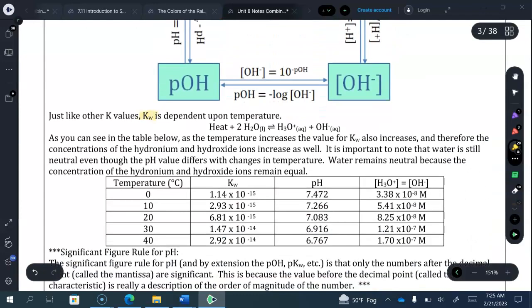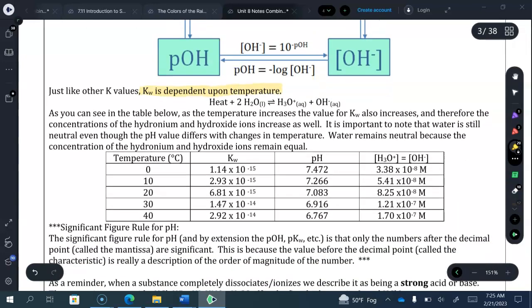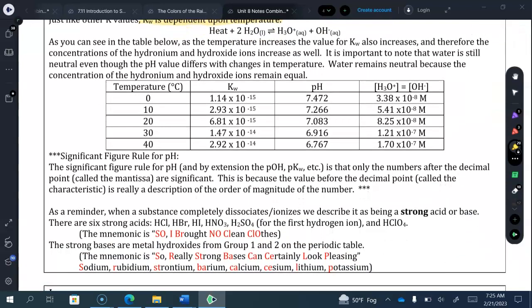Just like other K values, Kw is dependent upon temperature. As you can see in the table below, as the temperature increases, the value for Kw also increases. Therefore, the concentrations of hydronium and hydroxide ions increase as well. It is important to note that water is still neutral even if pH values differ with changes in temperature. Water remains neutral because the concentration of the hydronium ions and hydroxide ions will remain equal for a pure water solution.